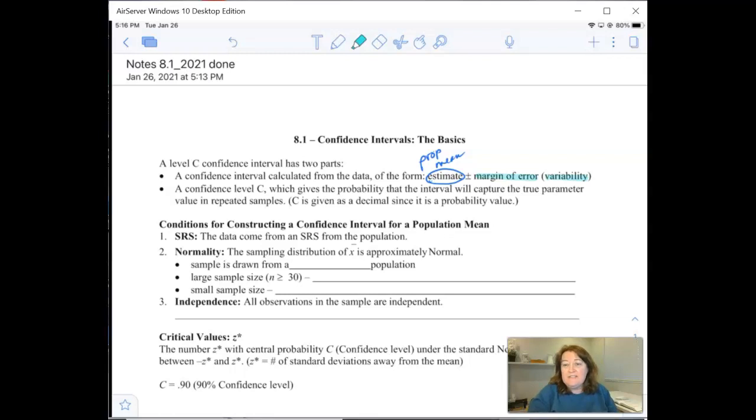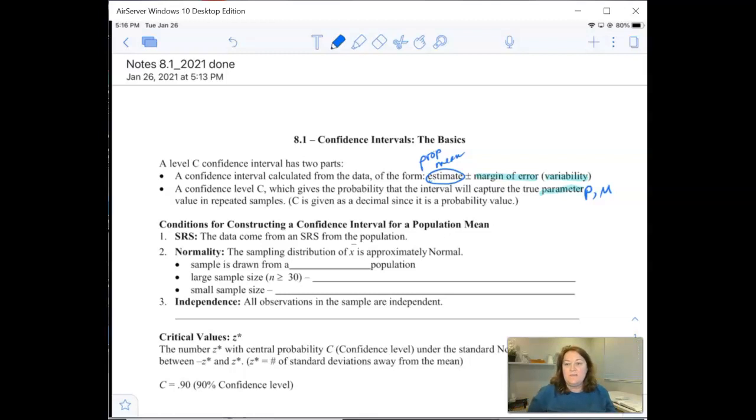All right? So confidence level C gives you the probability of the interval, which will capture the true parameter. And the true parameter, again, is either a proportion or a mean. Value in repeated samples, C is given as a decimal since it's usually a probability value.